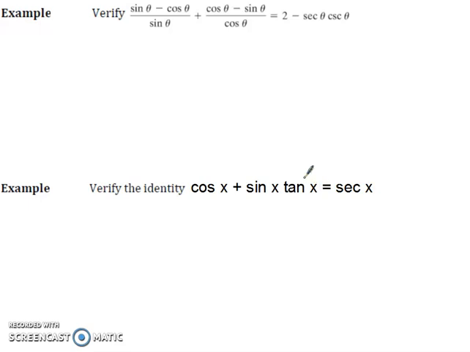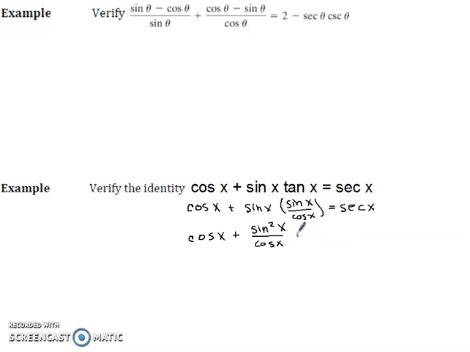So here I'm going to break everything down into sine and cosine on the left just so I can see my path a little bit more clearly. So I know that tangent of x is sine over cosine, and I want to show that that's equivalent to secant of x. So I can multiply now on the left-hand side my sine of x with the numerator sine of x to get sine squared x over cosine of x.